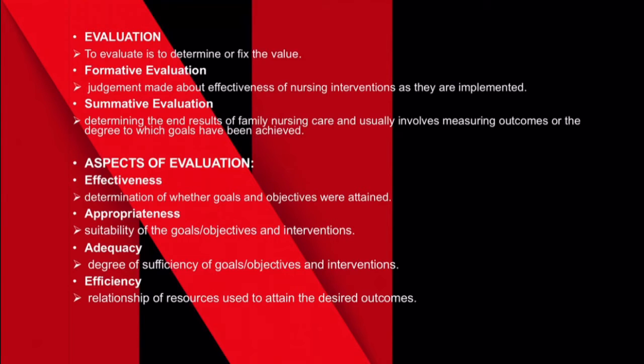While the summative evaluation determines the end results of family nursing care and usually involves measuring outcomes or the degree to which goals have been achieved. The summative evaluation is the effectiveness of care that takes place after the intervention has been performed, because the nurse is evaluating the sum, the bottom line, and the end results. Summative evaluation involves measurements of community responses to nursing care and interpretations of the degree to which planned goals were met.